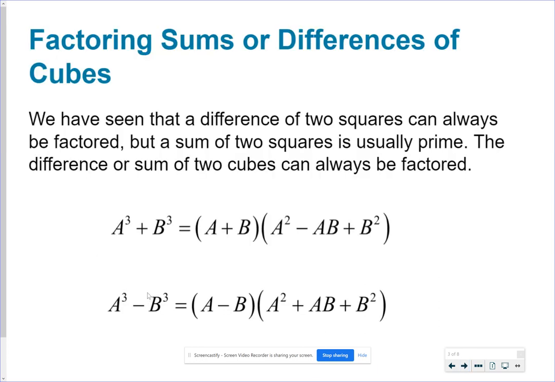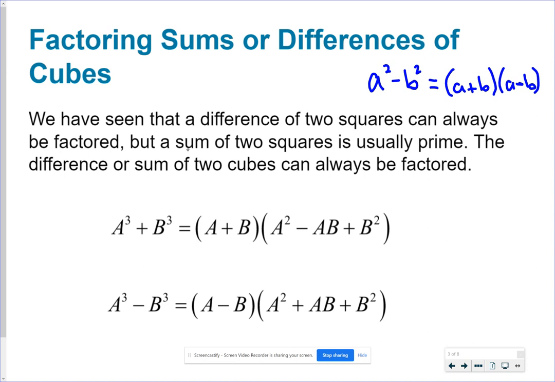So, factoring sums or differences of cubes. Remember that we can factor a difference of squares. So let me just give you a reminder. Difference of squares looks like a squared minus b squared. And you can use lowercase or capital, it doesn't matter. Just be consistent in your equation here that we write down. So remember that that factors as a plus b times a minus b.